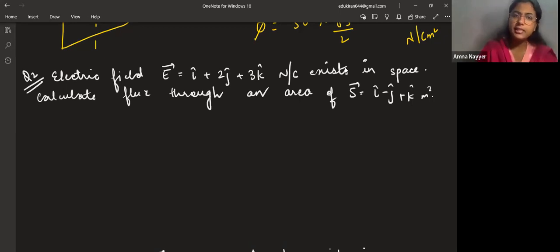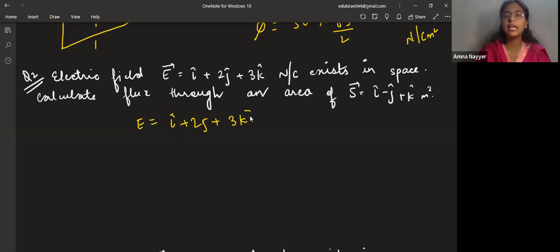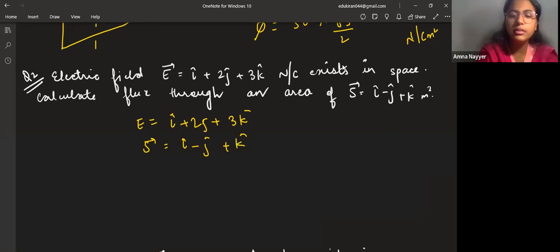It is very easy. See, electric field is given. What is the value of electric field given? E is given as i cap plus 2j cap plus 3k cap. And what is the surface area given? This is given as i cap minus j cap plus k cap. Right? So when we are asked to calculate electric flux, what is the first thing that we do? Put in the formula. That's it. For the formula, it's just E dot S.